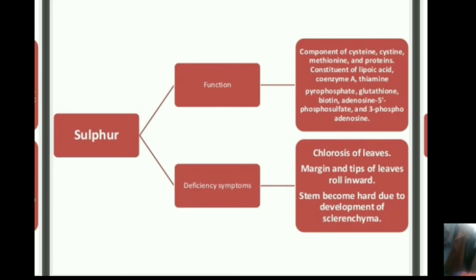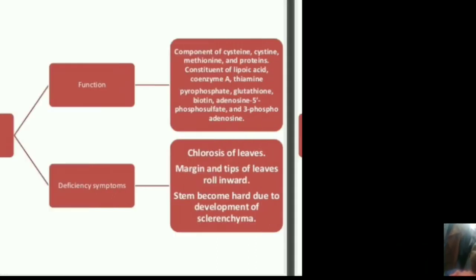As for deficiency symptoms of sulfur, if sulfur is present in low amounts, chlorosis of leaves can be observed, the margins and tips of leaves roll inward, and the stem becomes hard due to development of sclerenchyma. So these are the deficiency symptoms.